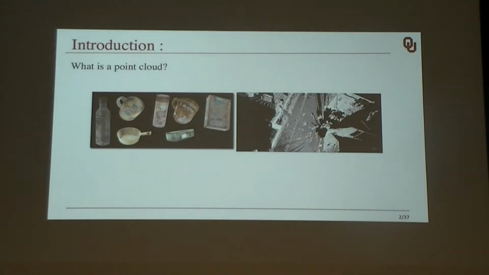So here are other examples about point cloud. In the left image we have a color point cloud. Here on the right we have an intensity point cloud, so it's somehow like a gray image. So each point here contains X, Y, Z and intensity.